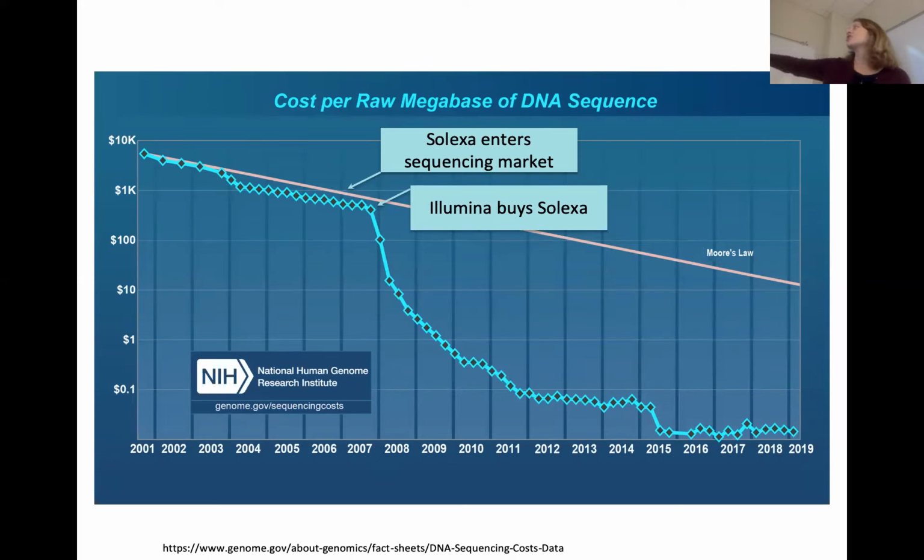And you can see from this chart what has happened to the cost per raw megabase of DNA sequence. It just plummeted. We're currently at kind of a stable position right now. It's no longer going down as much as it was. And part of this, I think, is that we've maxed out the improvements that can be made to the Illumina technology.